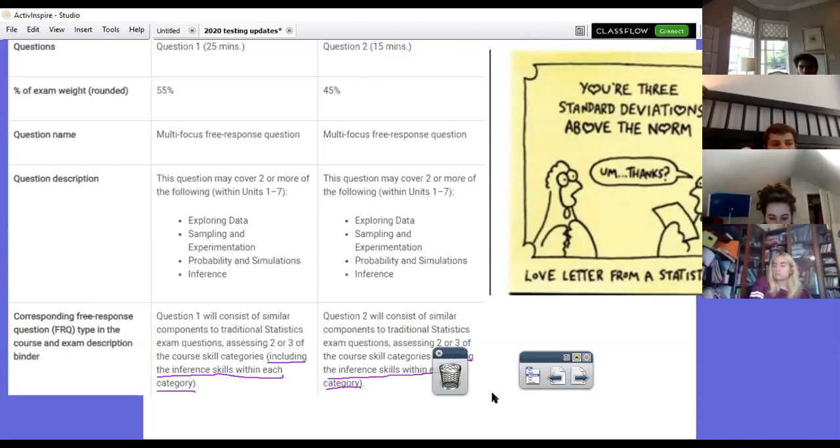So like being able to construct a confidence interval, knowing the difference between a 1 sample z-test for a proportion and a 1 sample t-test for a population mean. That's going to be really, really, really important, and that's what we're going to focus our review sessions on, getting closer to the exam.